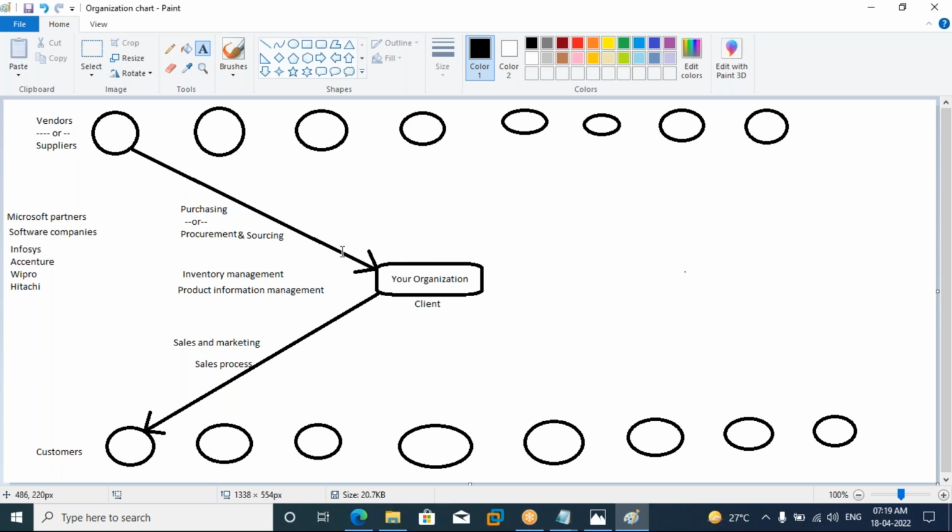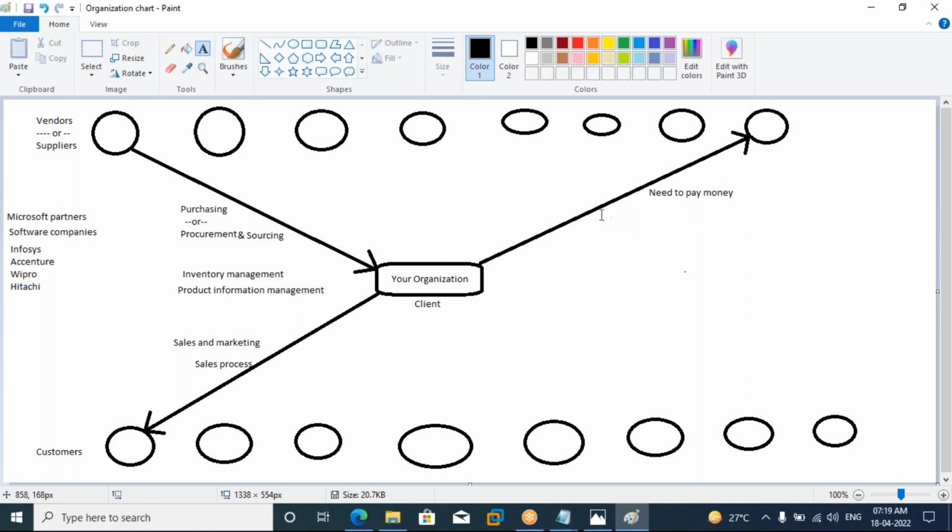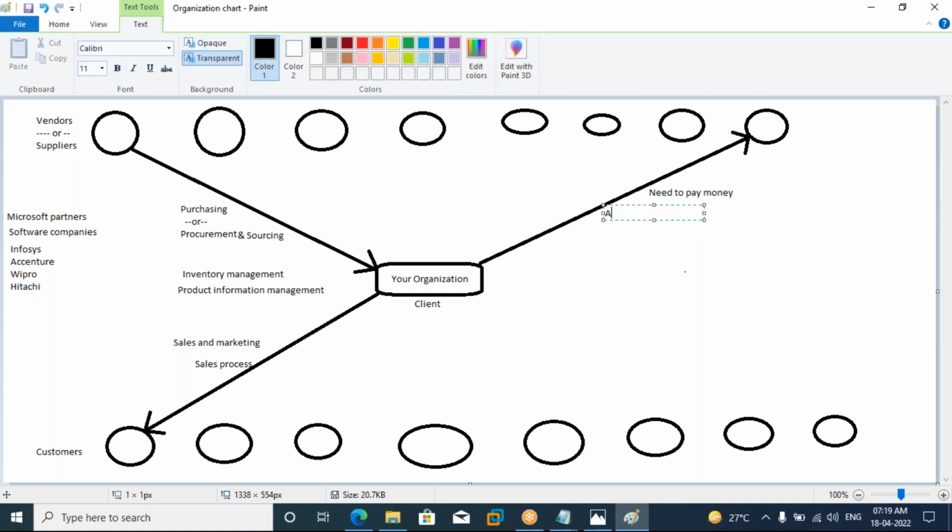Now you have purchased material, so for that I need to pay money, because I have received material. This need to pay money means you need to understand the accounts payable module.